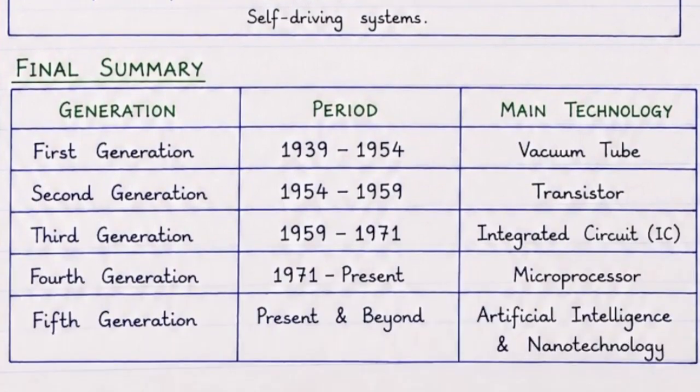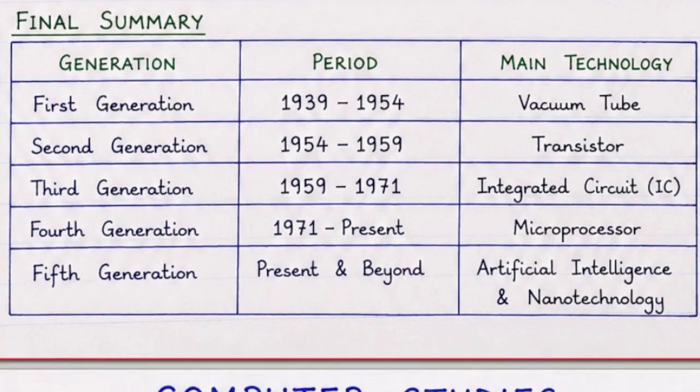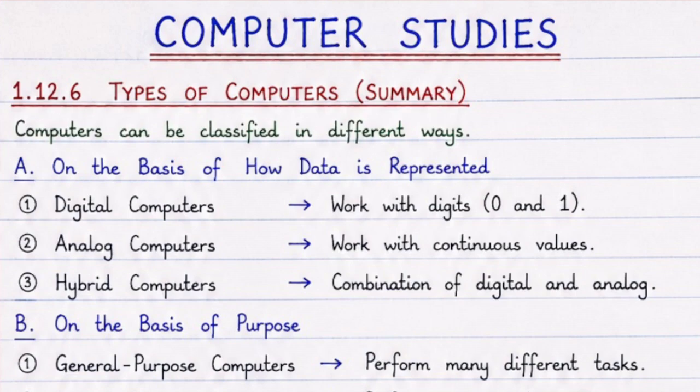So the final summary: first generation 1939 to 1954. Second generation 1954 to 1959. Third generation 1959 to 1971. Fourth generation 1971 to the present time. Then fifth generation, the present time to beyond. So vacuum tube, transistors, integrated circuits, microprocessors, artificial intelligence. So let's move on to types of computer.